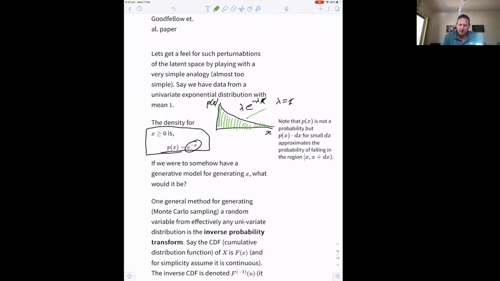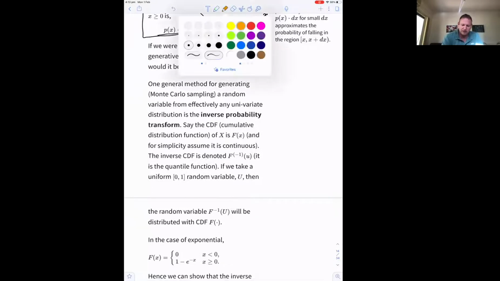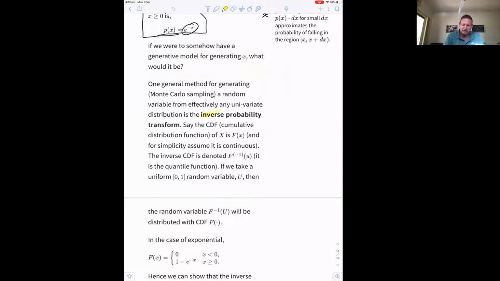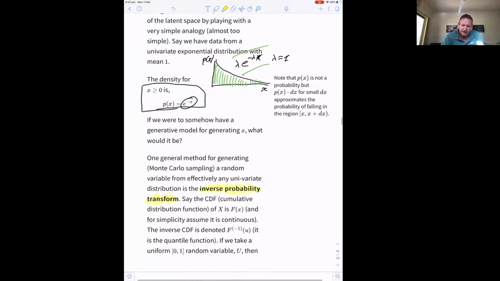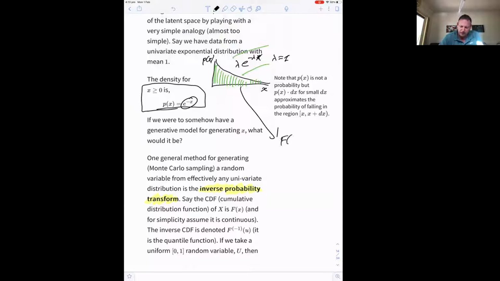So there are many ways to generate such exponential random variables, but one way which pretty much anybody who has done a course in probability, let alone two or more, knows is the inverse probability transform. The idea is simply this: if I look at this density and plot what's called the CDF, the cumulative distribution function, okay?